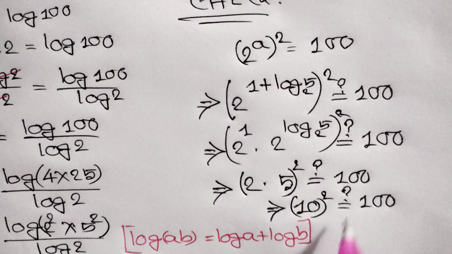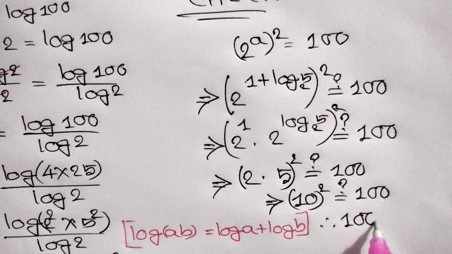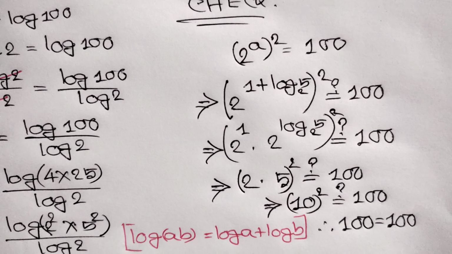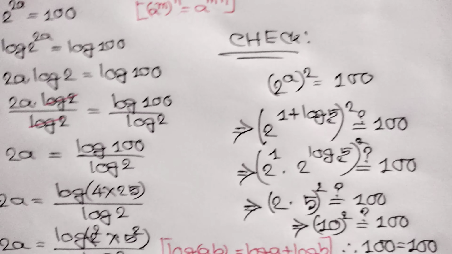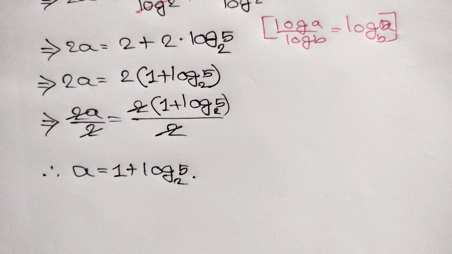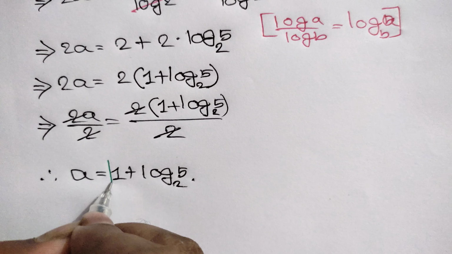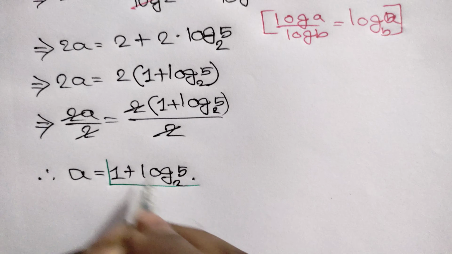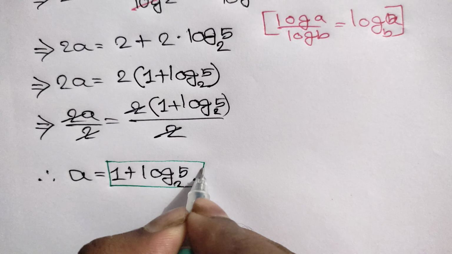Now we know that 10 square means 100, so we can write 100 is equal to 100. So left hand side is equal to right hand side, so our final answer, 1 plus log 5 base 2, is correct.